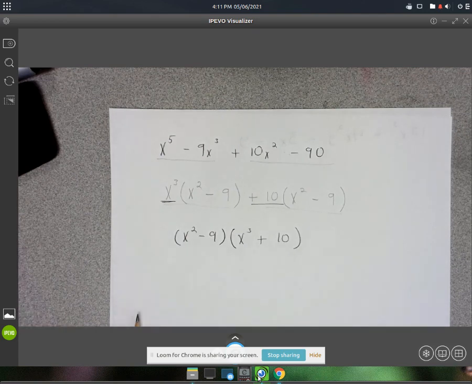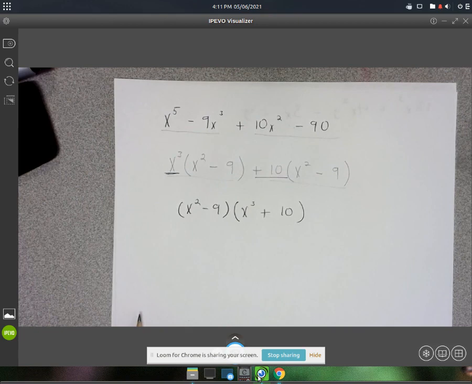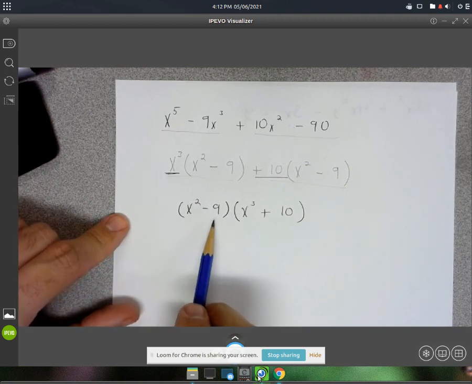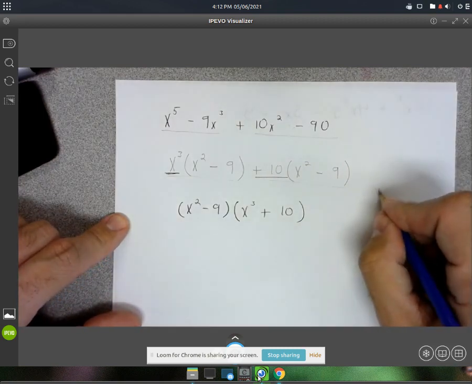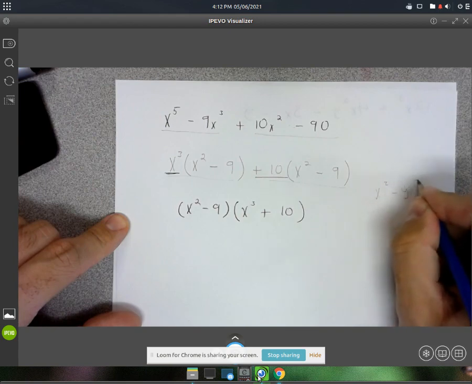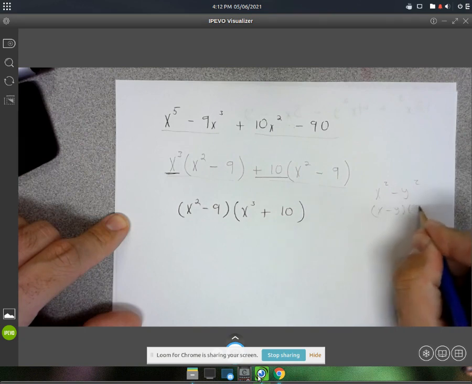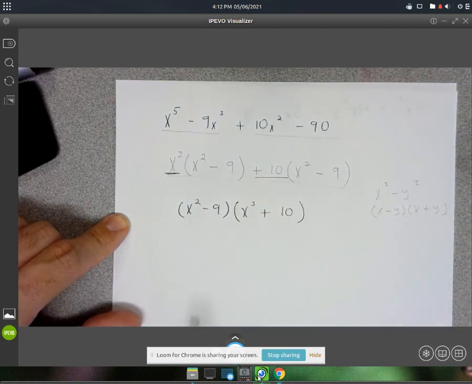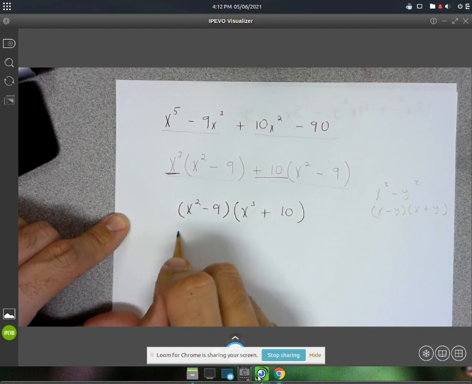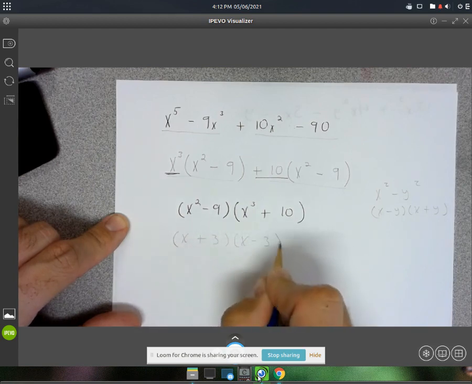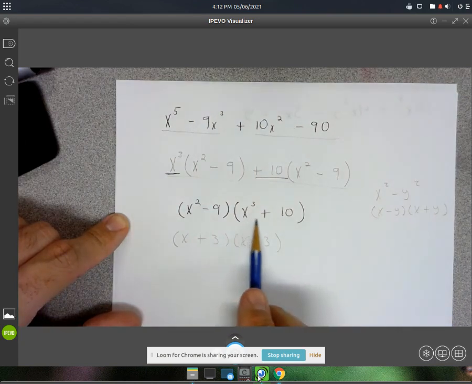All right, now this one has a little bit extra that we can factor on it. If you look at the one on the left, x squared minus 9, this is going to be a difference of squares. This is like if you have x squared minus y squared, two perfect squares, it's going to factor as x minus y, x plus y. So this x squared minus 9 is going to become x plus 3 and an x minus 3. And then this one won't factor any further.